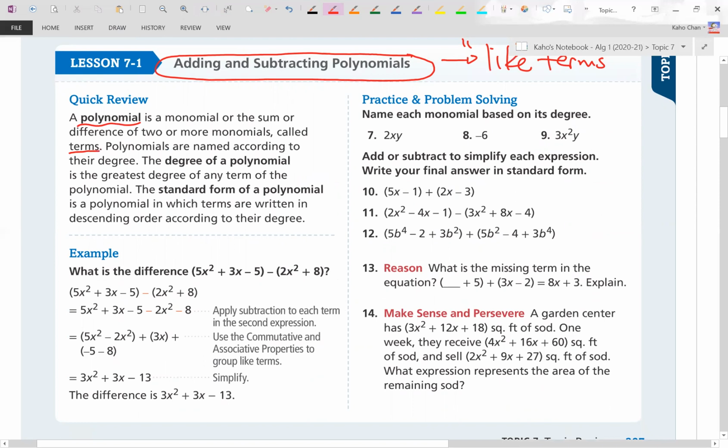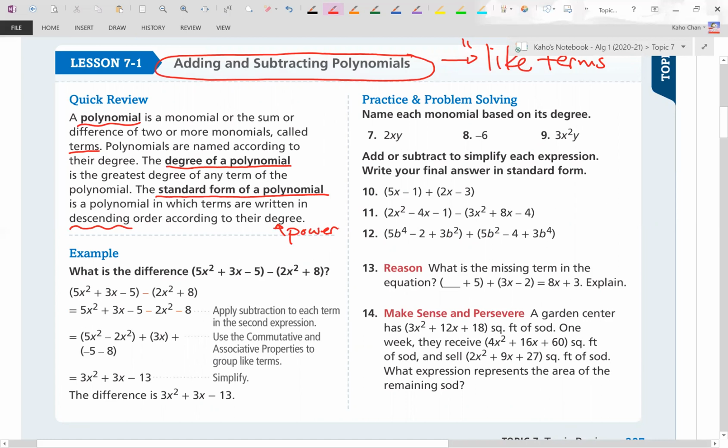The degree of a polynomial is mentioned as well. It's the greatest degree of any term of the polynomial. So you pick the one that has the highest power amongst the many terms inside the polynomial. And finally, the standard form of a polynomial we just mentioned a few moments ago with the vocabulary. It's when you put the terms of the polynomial in descending order, meaning going down by degree, which is also known as the power.